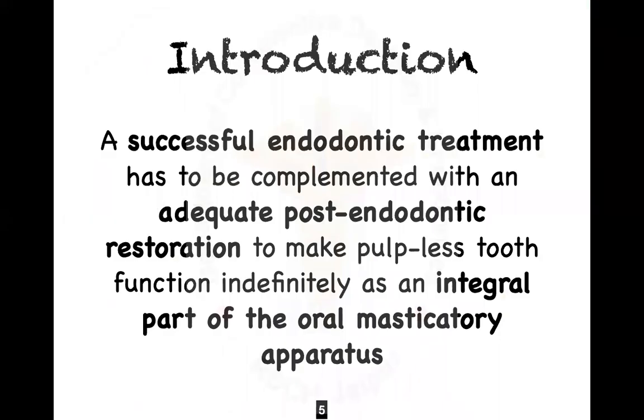Let's move on. Introduction. A successful endodontic treatment has to be complemented with an adequate post-endodontic restoration to make pulpless tooth function indefinitely as an integral part of the oral masticatory apparatus. So your job is not just done if you're done with endo. You have to think beyond that. You have to basically make a treatment plan for the patient and think for yourself and for the patient that endo हो गया, what am I going to do next to the patient? Even if I'm referring to this patient to a prosthodontist or any other friend of mine, I should be knowing and I should be aware well in advance कि ये successful होने भी वाला है या नहीं, right?